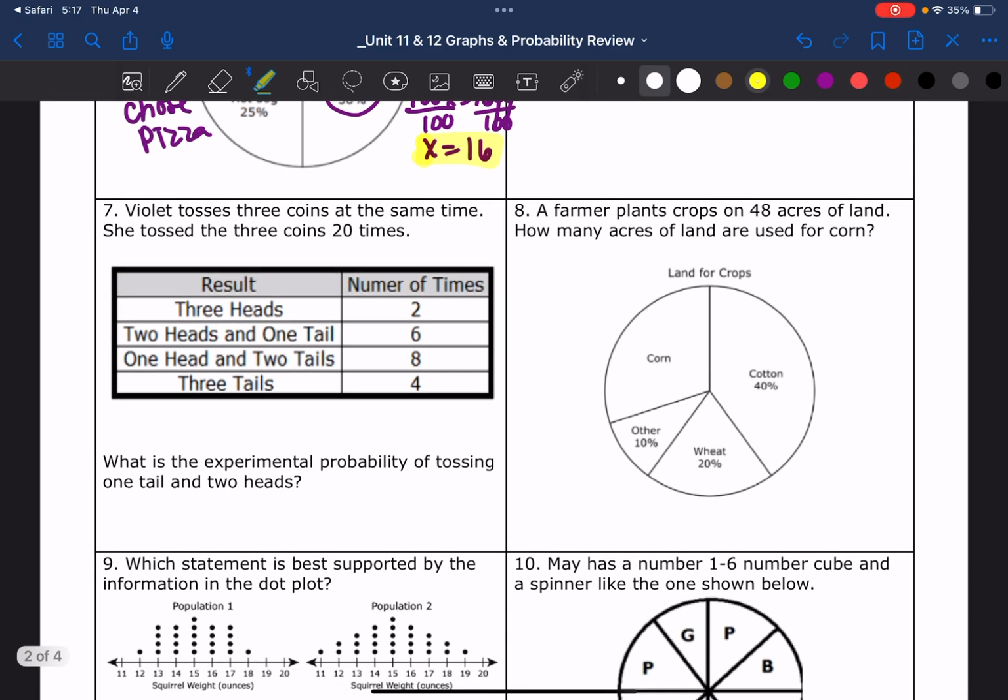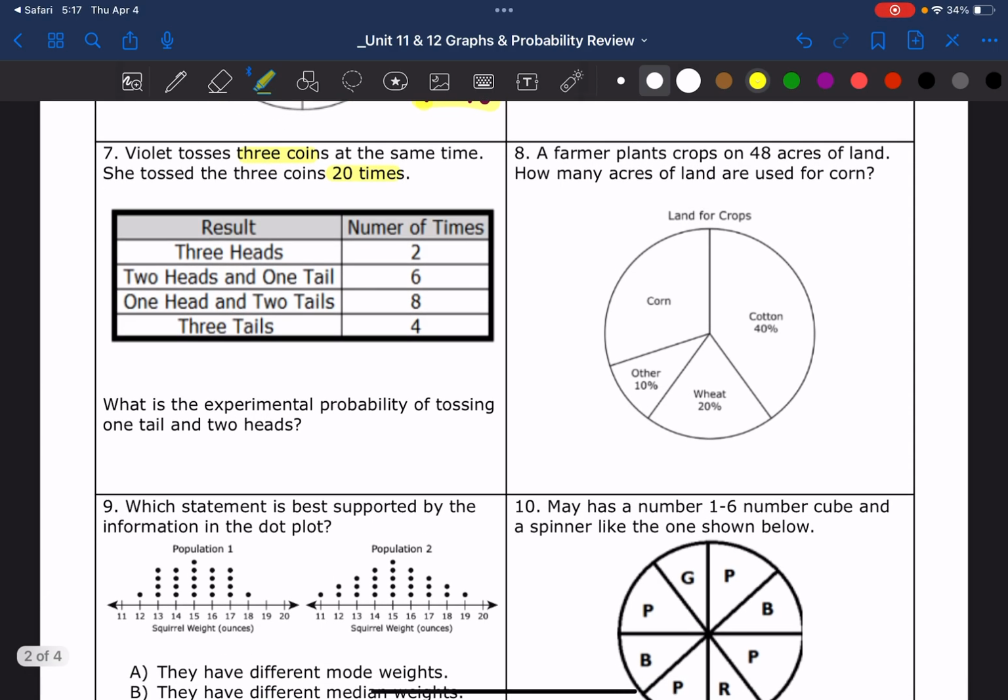All right, so here Violet tosses 3 coins at the same time. She tosses the 3 coins 20 times. Here we have this experimental here, okay? This is experimental probability. All that means is that it is something that was done. It's not something that was theoretical. It happened. We did it.